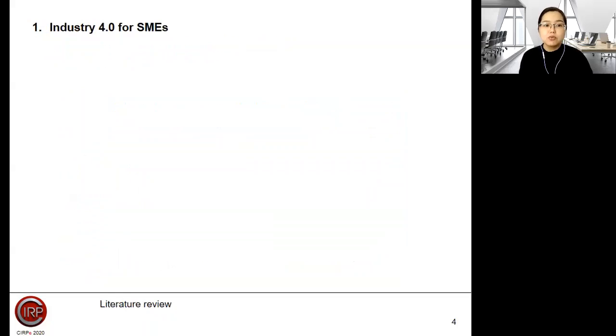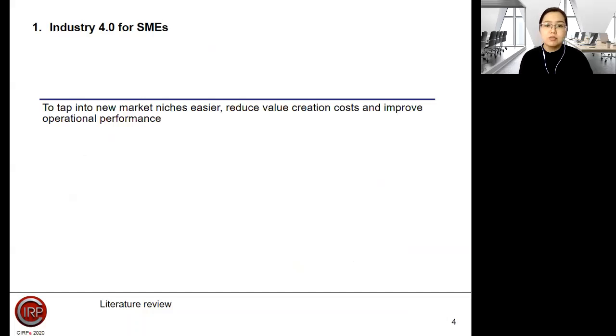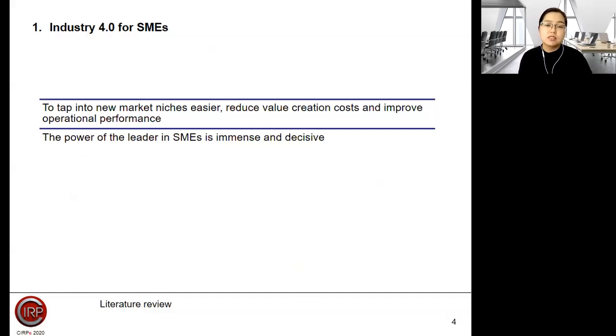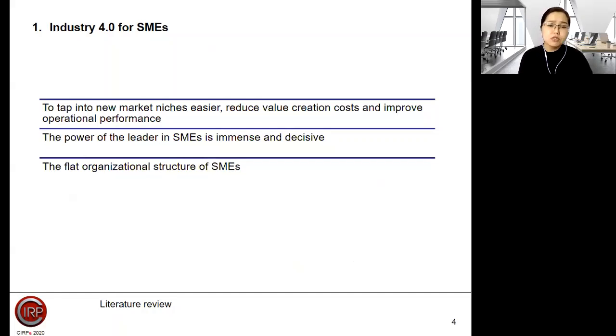So let's elaborate more on what Industry 4.0 can offer to SMEs. Listing some: to tap into new market niches more easily, to reduce value creation cost and improve operational performance, improve efficiency, and many more. And what facts do we know about SMEs that can speed up their journey to implement Industry 4.0? First of all, the power of the leader in SMEs is immense and decisive, and on the other hand, the flat organizational structure of SMEs contributes to smooth communication and close control inside the company, thus reducing the risk of failures.